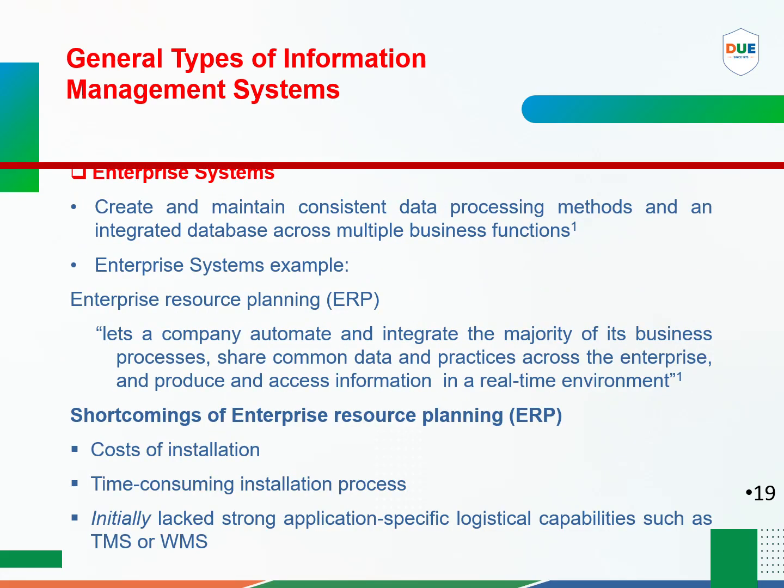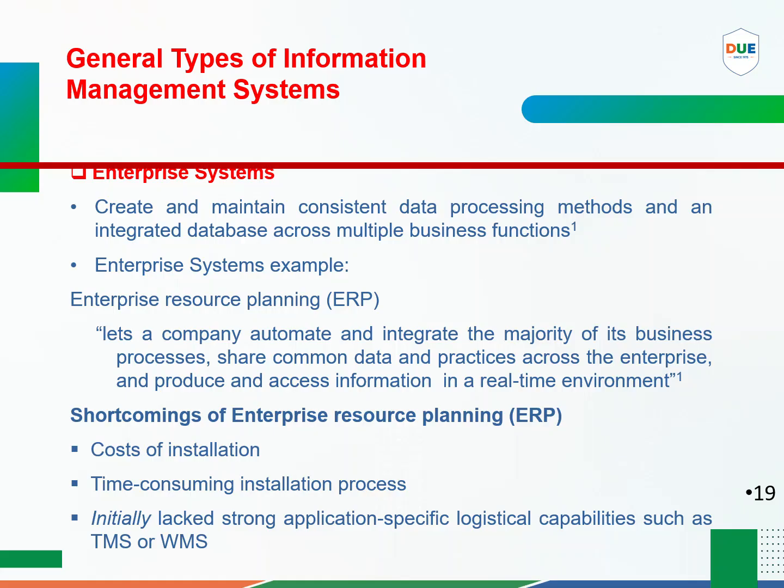This slide turns to enterprise systems, which create and maintain consistent data processing methods and an integrated database across multiple business functions. Rather than having separate, disconnected systems for logistics, marketing, production, and finance, an enterprise system links them together so that information flows more smoothly across the organization. A common example is enterprise resource planning, or ERP. An ERP system allows a company to automate and integrate the majority of its business processes and to produce and access information in a real-time environment.